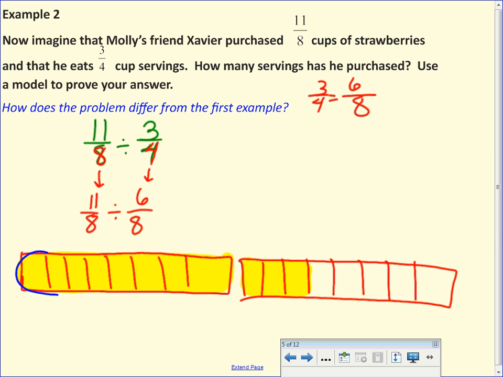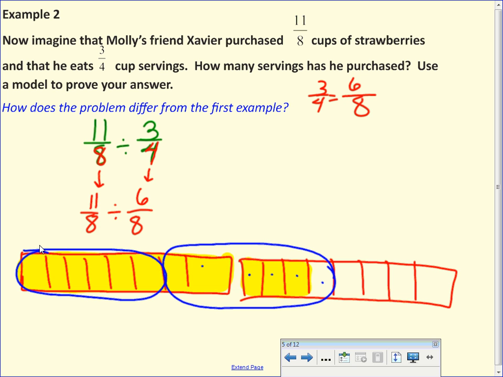So that's 6/8. 1, 2, 3, 4, 5, 6. And that is 6/8. So I have one whole group, and then I have 1, 2, 3, 4, 5 out of 6. So my answer is 1 and 5/6. Okay?